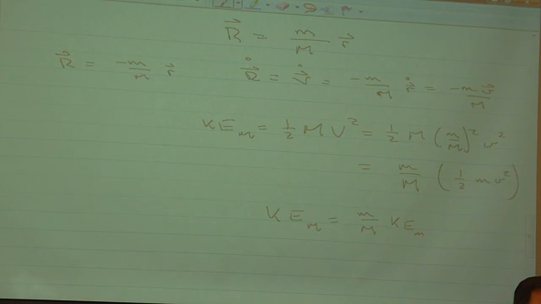Okay. Same thing if you do the ratio of the angular momentum. The angular momentum of the big object will be the angular momentum of the little object multiplied by little m over big M. Woo! Okay.